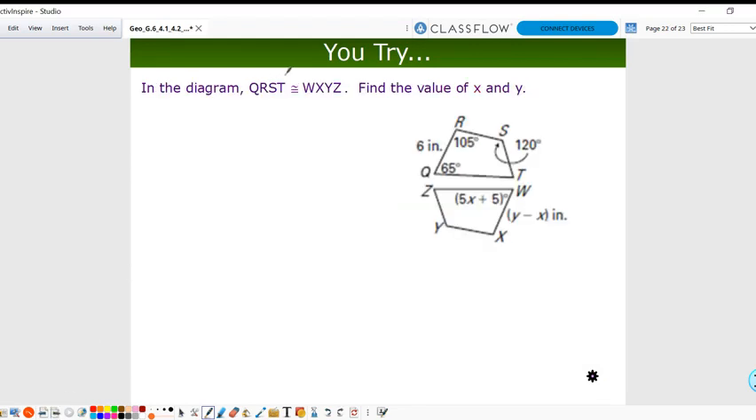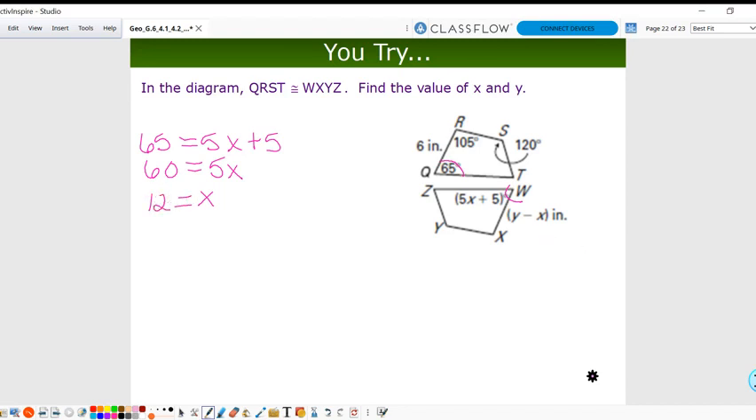In the diagram, QRST is congruent to WXYZ. Find the value of x and y. Again, my suggestion is to mark all the angles that you know to be congruent. Q is congruent to W. So right away, I can set those two expressions equal to each other. 65 equals 5x plus 5. Subtract 5 on both sides. Divide by 5. We'll get the x value to be 12.